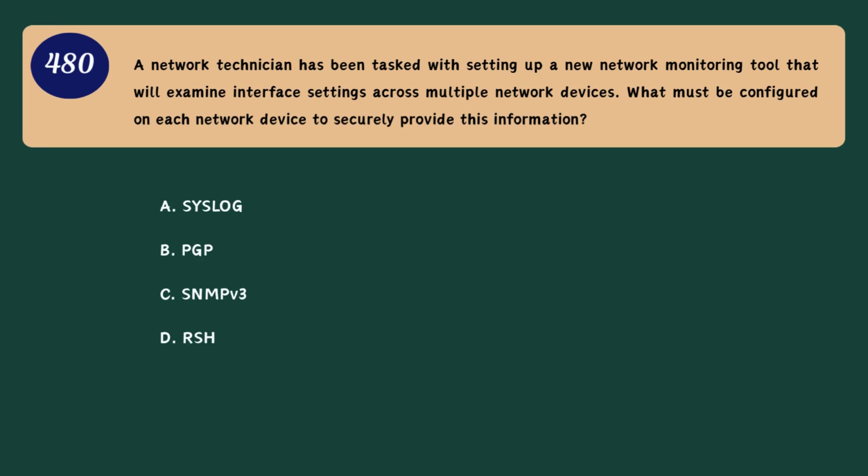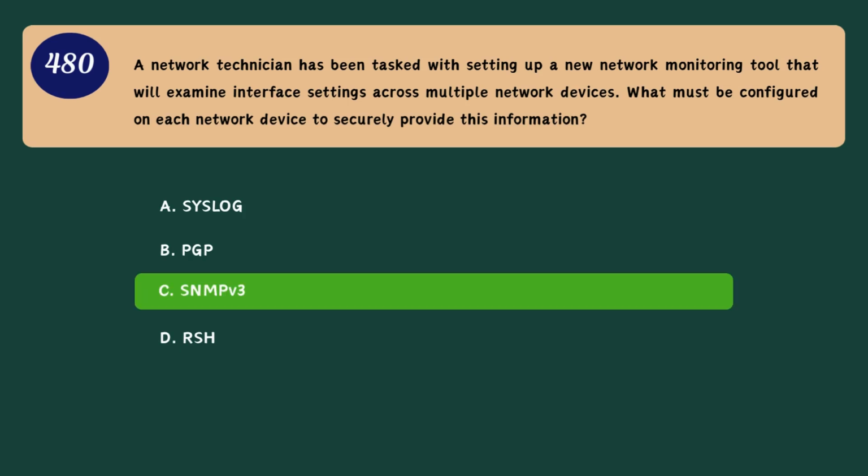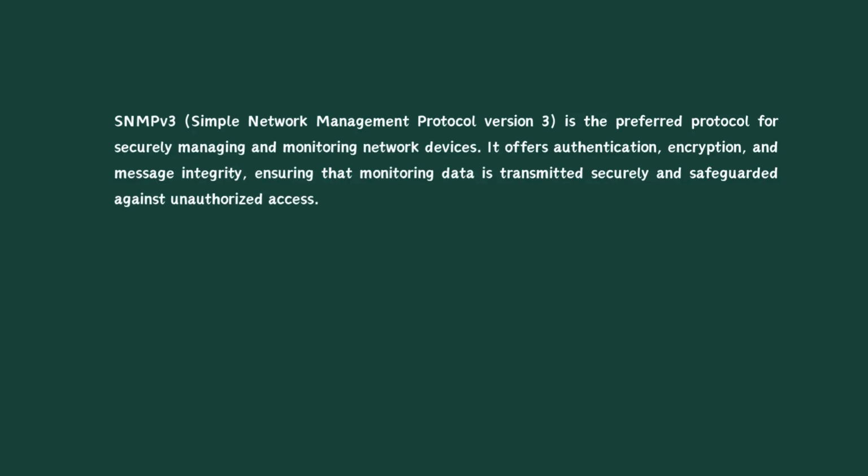A. Syslog. B. PGP. C. SNMPv3. D. RSH. Correct answer. C. SNMPv3. SNMPv3, Simple Network Management Protocol version 3, is the preferred protocol for securely managing and monitoring network devices. It offers authentication, encryption, and message integrity, ensuring that monitoring data is transmitted securely and safeguarded against unauthorized access.